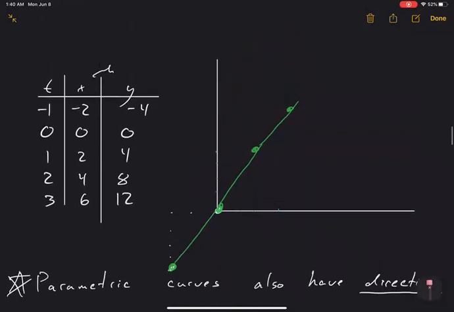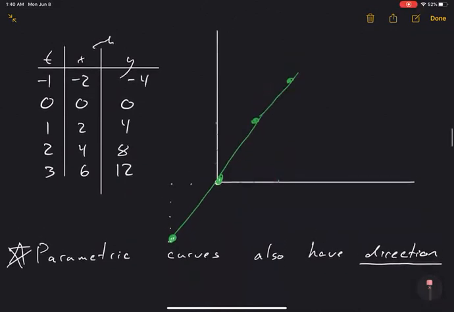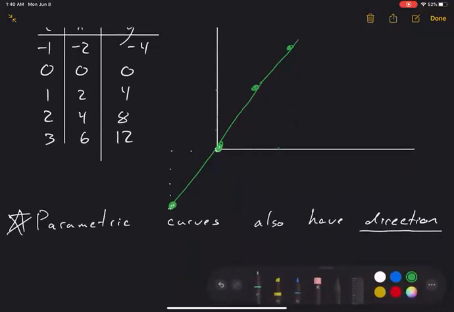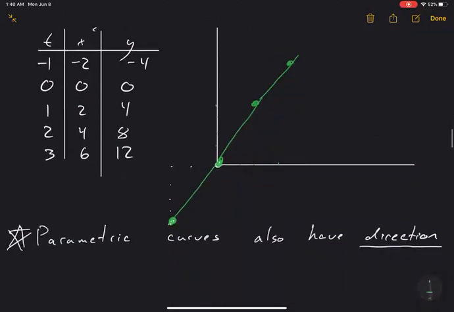But you might be asking, all right, so I just got a line. I could have just done that with an equation like y equals 2x in this case. What's better about parametric curves? Well, as I said before, we can do more complicated curves with parametric equations. But parametric equations also have this idea of direction. I could think of this as describing a car moving along a road. Which direction is the car moving as time passes?